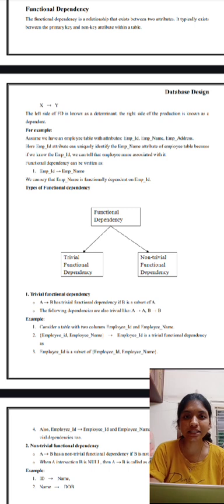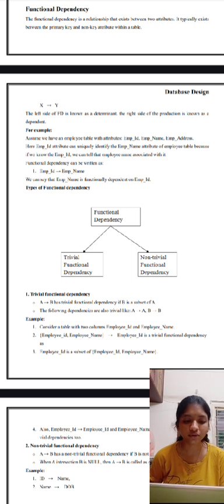Let us consider an example. Consider a table with two columns, employee ID and employee name. Employee ID, employee name implies employee ID is a trivial functional dependency, as employee ID is a subset of employee ID, employee name. Also, employee ID implies employee ID and employee name implies employee name are trivial functional dependencies too.